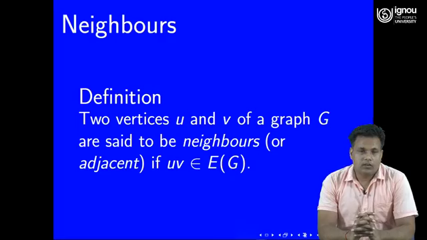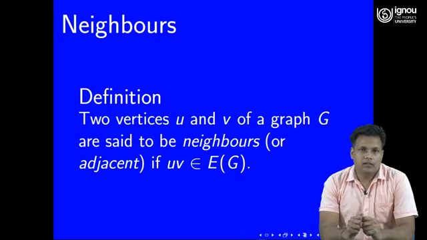Now there is a concept of neighbors and neighborhood of a vertex. We call two vertices u and v of a graph G neighbors or adjacent if {u, v} is an edge of G. That means u and v are connected by an edge. In that case, u and v are called neighbors or adjacent.